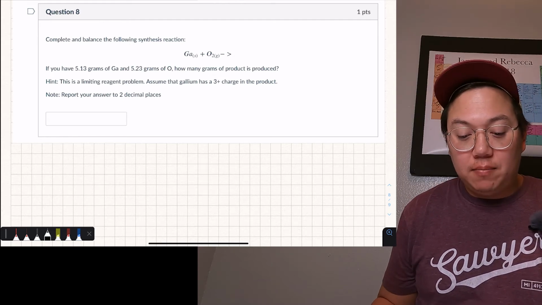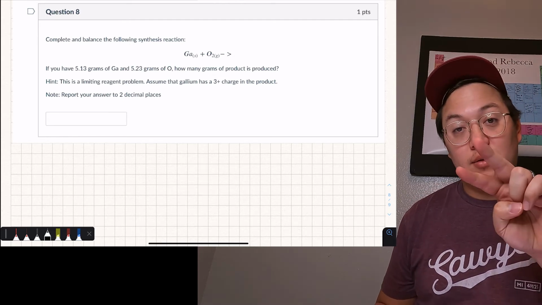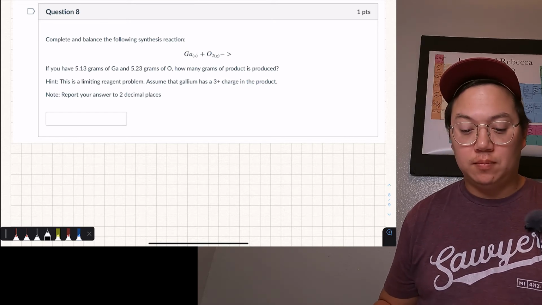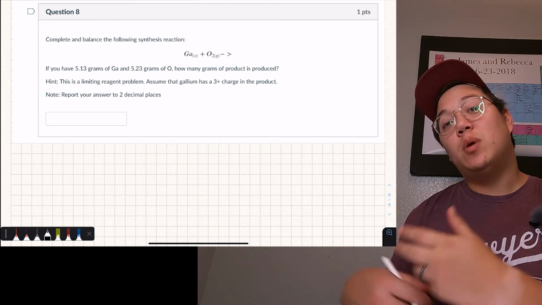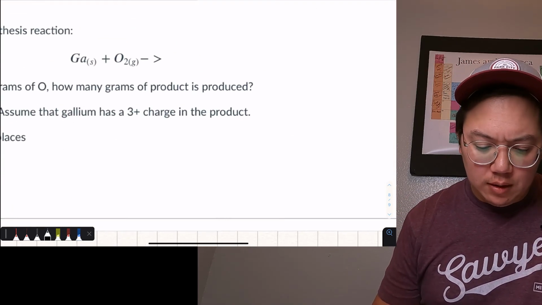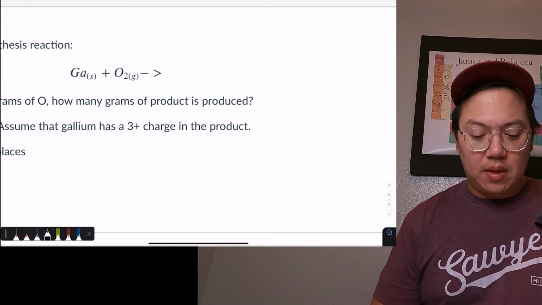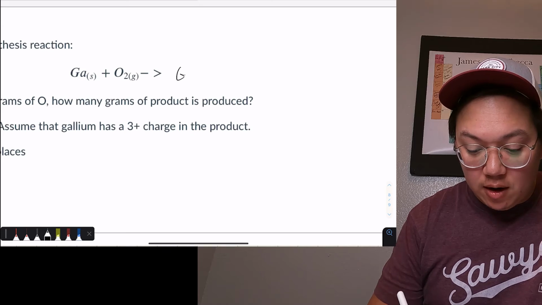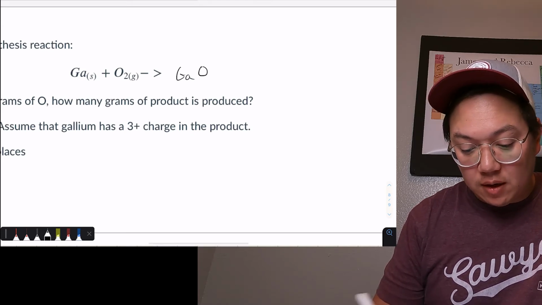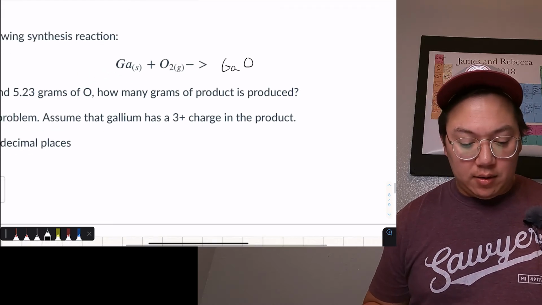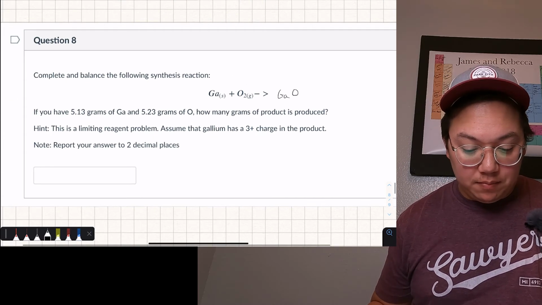So we're going to take our 2 reactants and combine them together to get a single product. This is giving you a hint, as long as you know what a synthesis reaction is. Looking at this, we have gallium and we have oxygen. So our product is going to be some combination of gallium and oxygen, but how many?